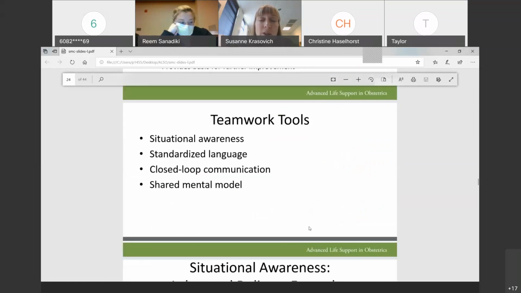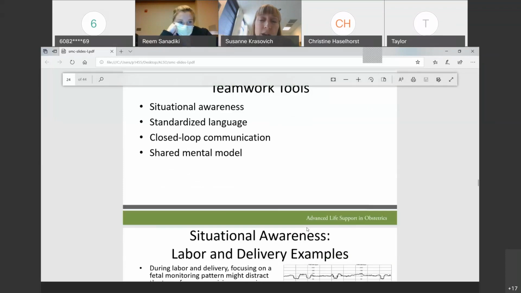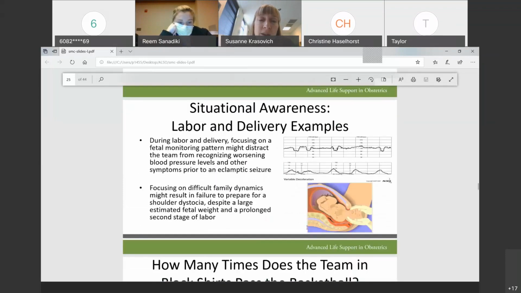So let's talk about a couple of teamwork tools that the team can use. Just like learning the medical part and practicing the hands-on, we also want to practice some of these teamwork tools. And some of those important concepts and tools include these 4 things: situational awareness, standardized language, closed loop communication, and a shared mental model. So let's talk about situational awareness, and specifically on labor and delivery.